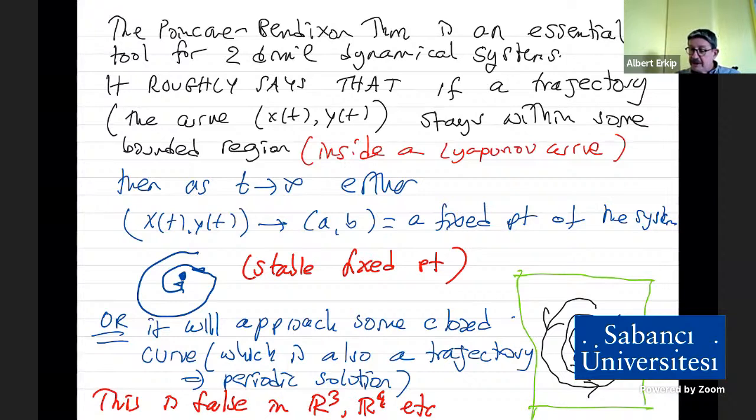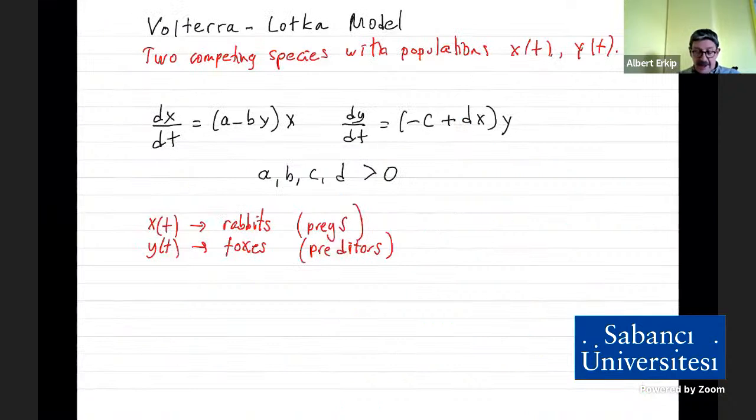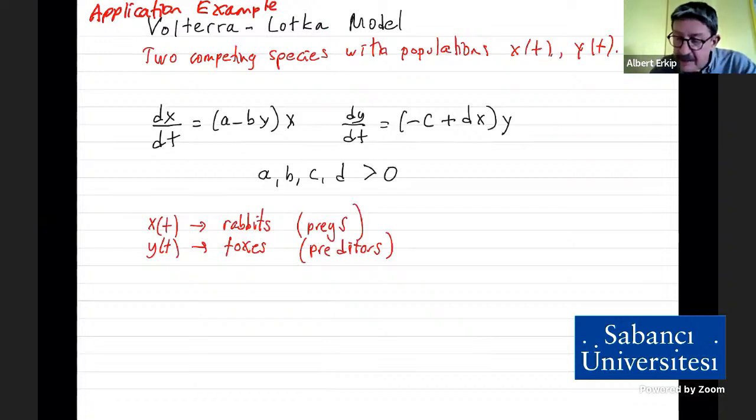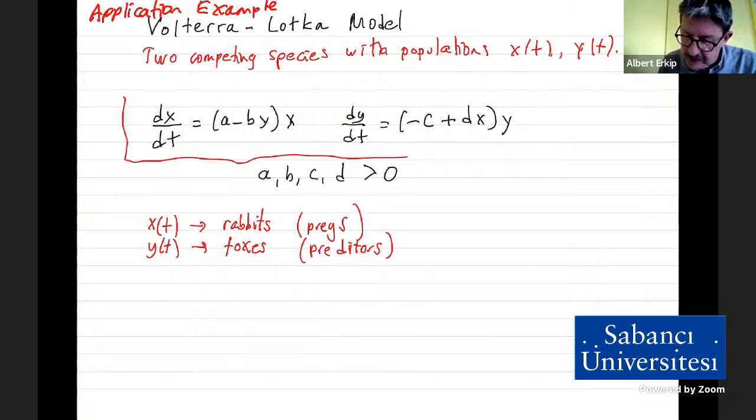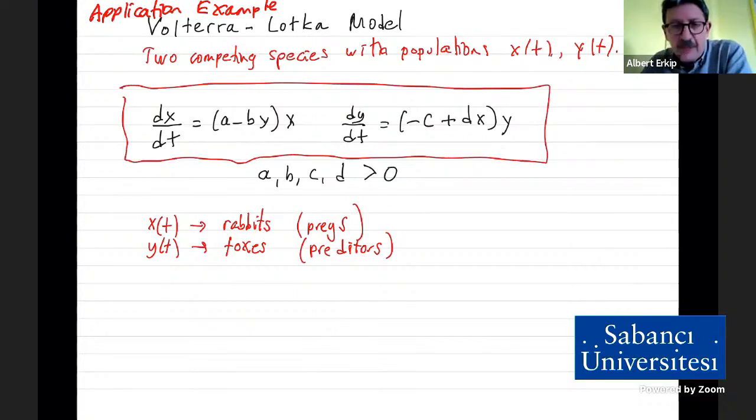Now I'm going to talk a little about models. This is my application example, and it applies to many things. This is a standard example in dynamical systems. It is called the Volterra-Lotka model, and it is two equations like this. These are the equations of the model. They are not linear but quadratic, because you have xy terms.